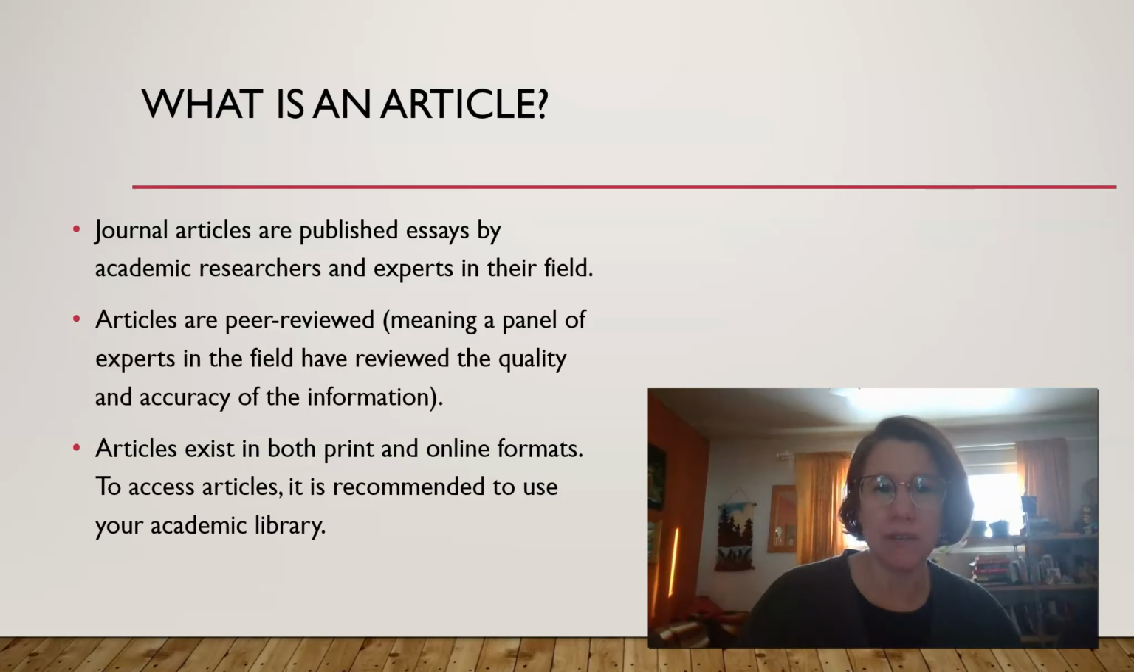Every time you have to write an essay on something, you want to do a little bit of research into what's been written about that topic already. So you might find a couple of different journal articles about that topic and see what other people have written about it. Articles exist in both print and online formats. Usually you access them through your academic library. You can't just find journal articles through Google searches. You need to go through specific university databases, or Google Scholar is a good source.